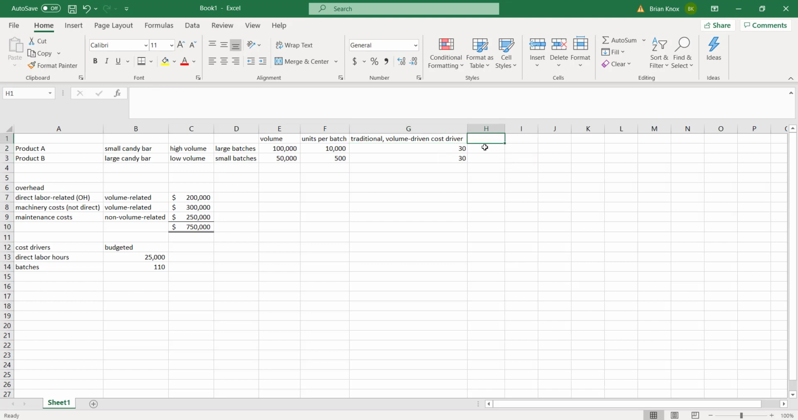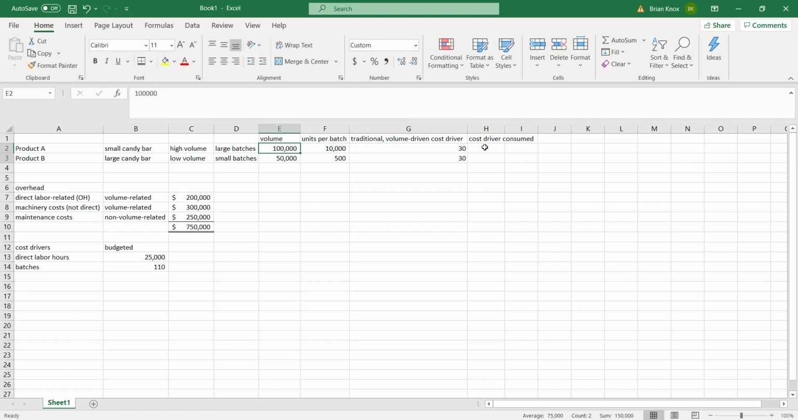So now we're going to take cost driver consumed, and that's going to be related to the volume that we do. So let's just make it exactly related to the volume that we do. We're going to try to get as close as we can anyway.